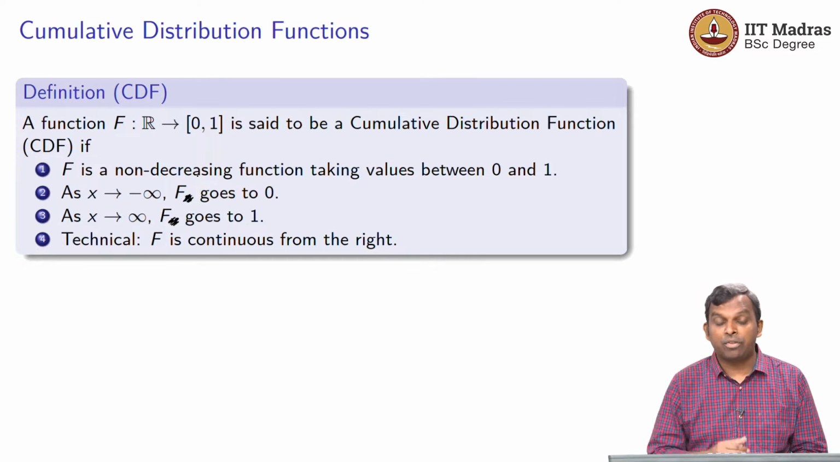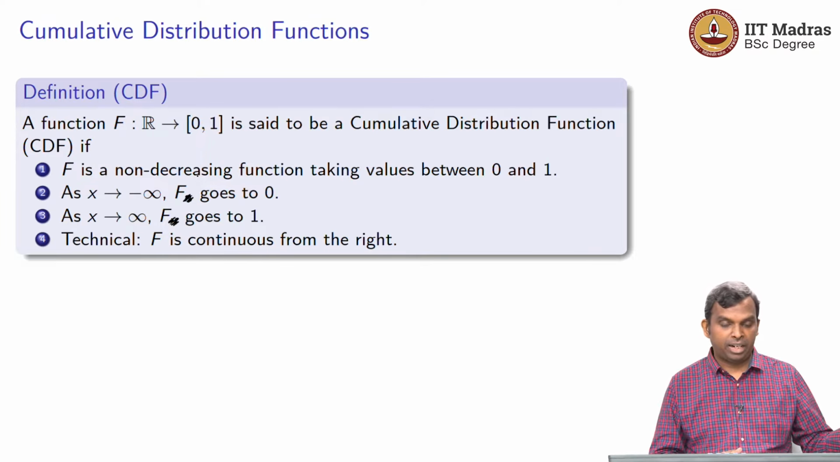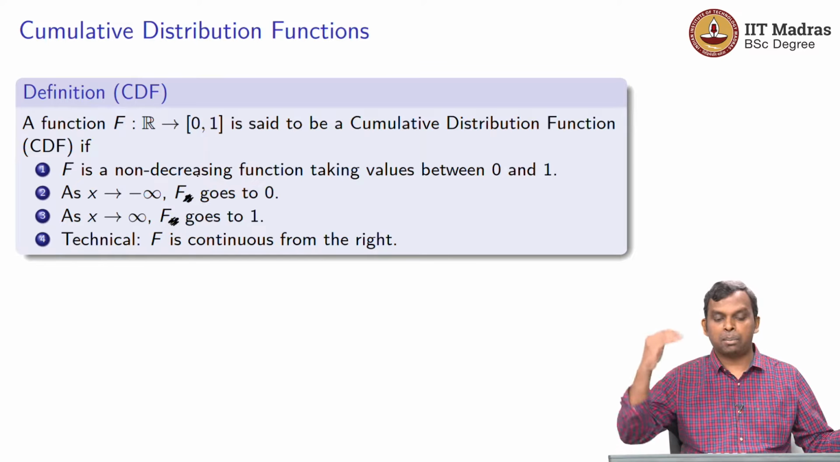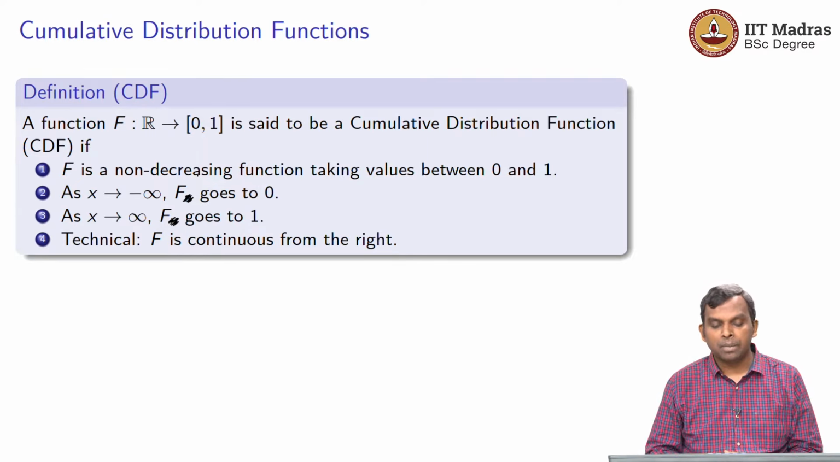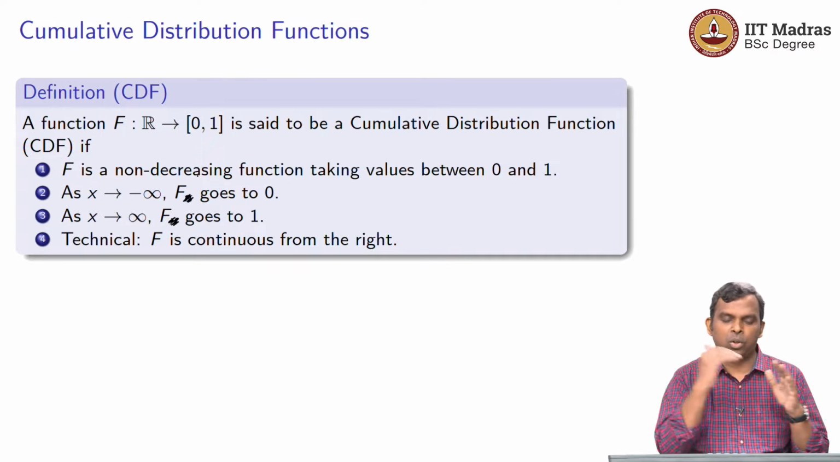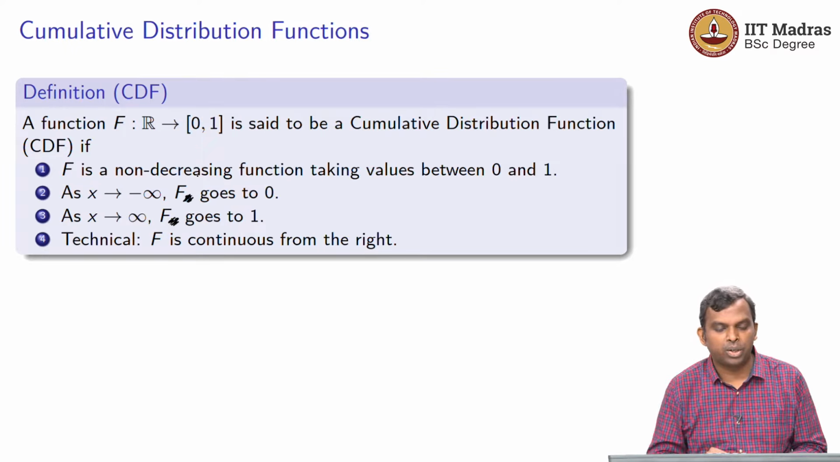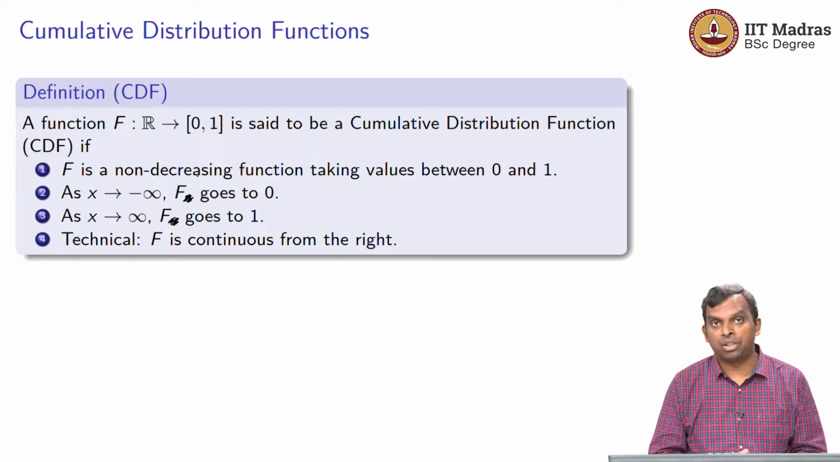So f needs to be a non-decreasing function taking values between 0 and 1. At minus infinity, it should start at 0. At plus infinity, it should saturate at 1. So that's how the picture should be. And there is this technical requirement here. I won't go into too much detail. It needs to be continuous from the right. From the right, it has to close itself and stop. But the first three points are very important, and that's how our cumulative distribution functions are defined.